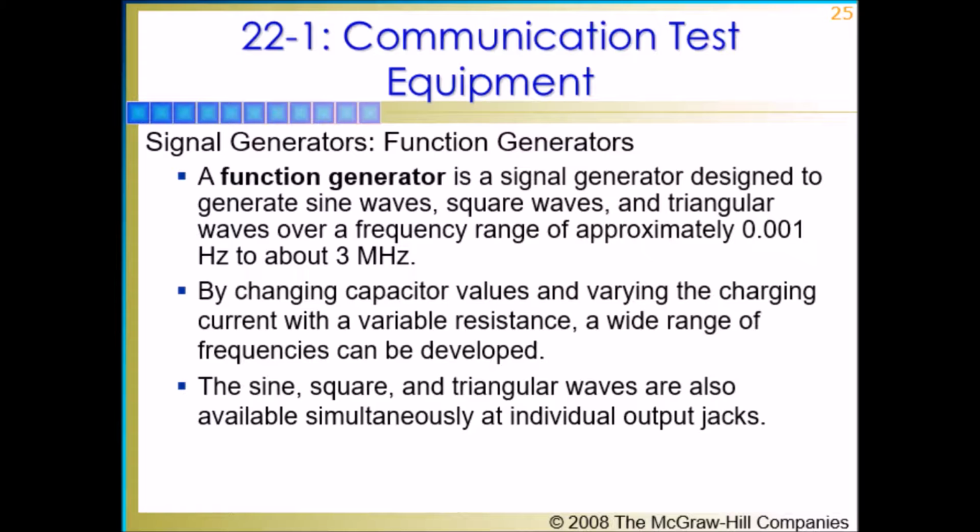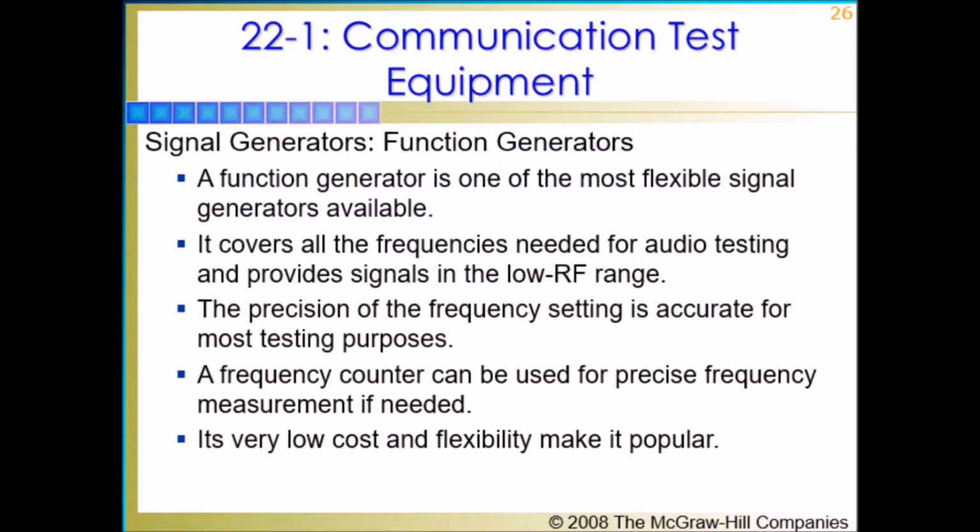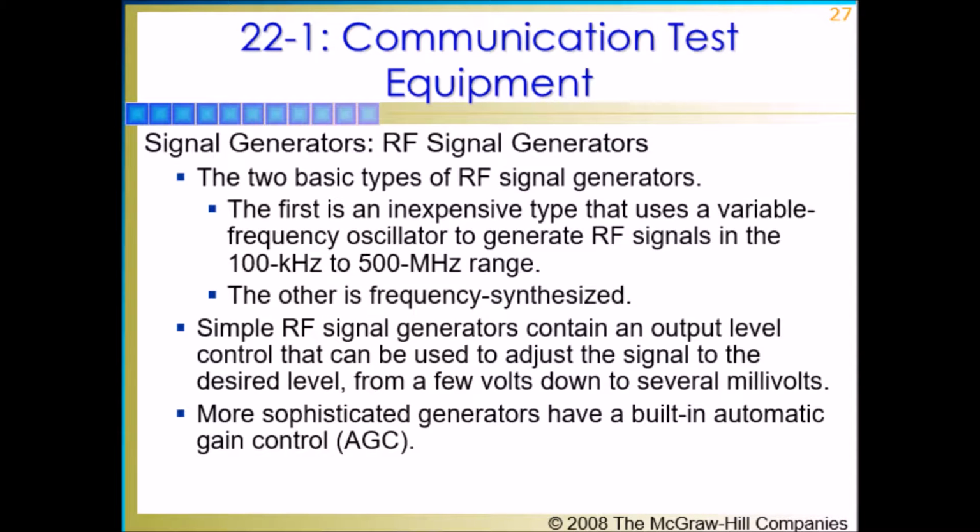By changing capacitor values and varying the charging current with a variable resistance, a wide range of frequencies can be developed. A function generator is one of the most flexible signal generators available. There are two basic types of RF signal generators. The first is a simple, inexpensive type that uses a variable frequency oscillator to generate RF signals in the 100 kHz to 500 MHz range. The second type is frequency synthesized.